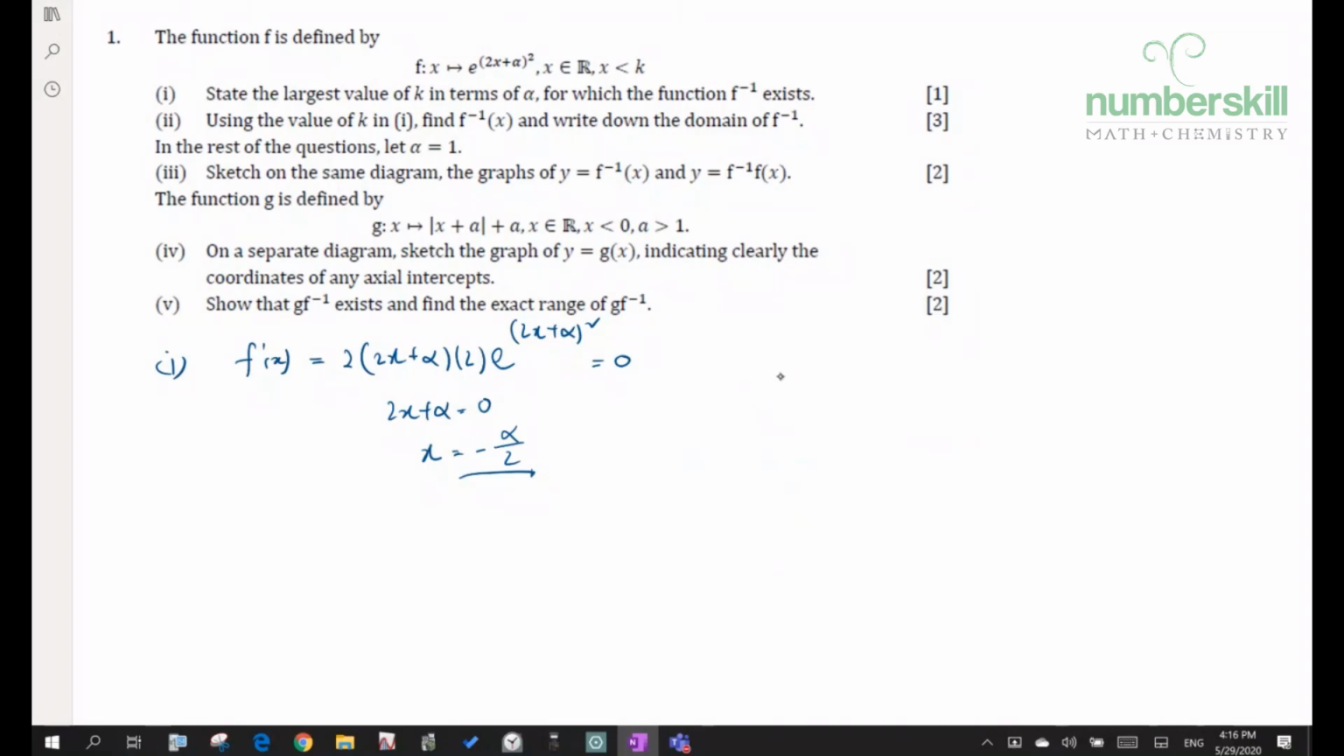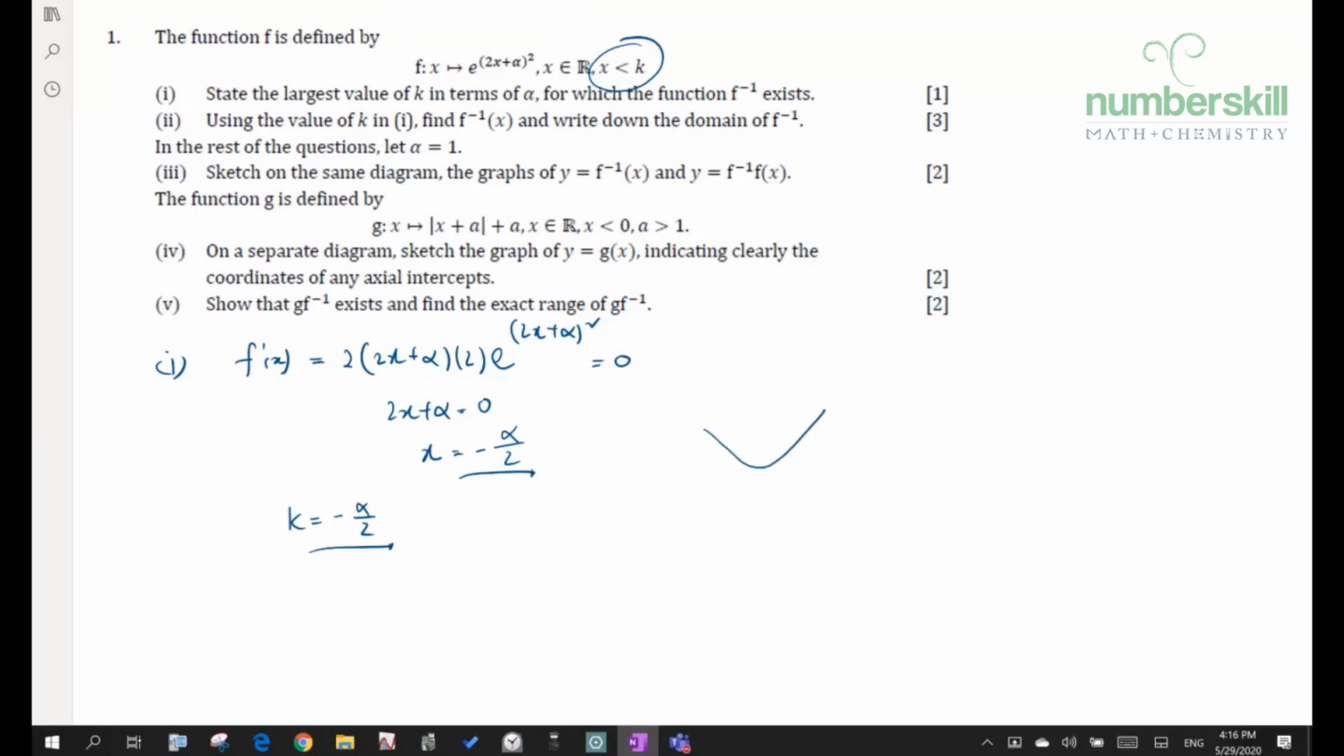Okay, so that's what you will see on the equivalent if you punch into your GC, and that's what you're trying to figure out, the symmetry. Of course in this case, k must be negative alpha over 2, because that's when you want to chop the curve into 2. And when you chop the curve into 2, it becomes 1 to 1.